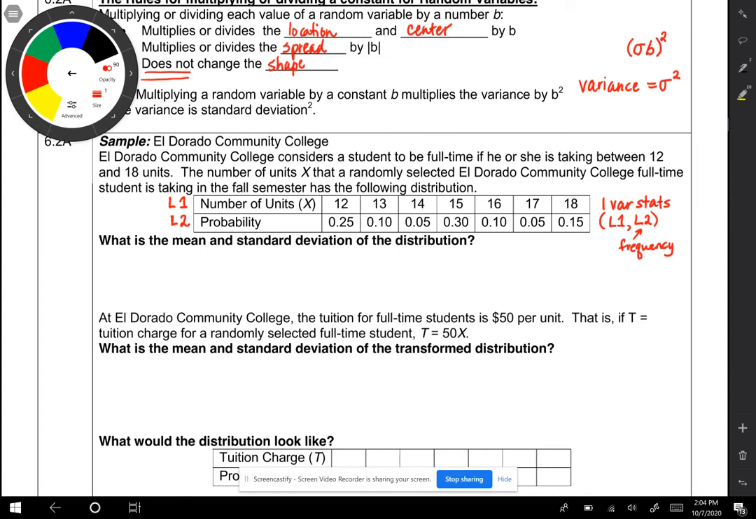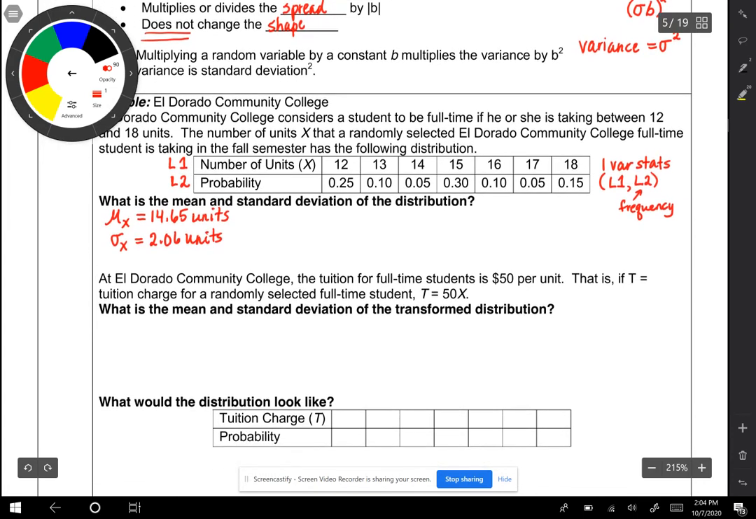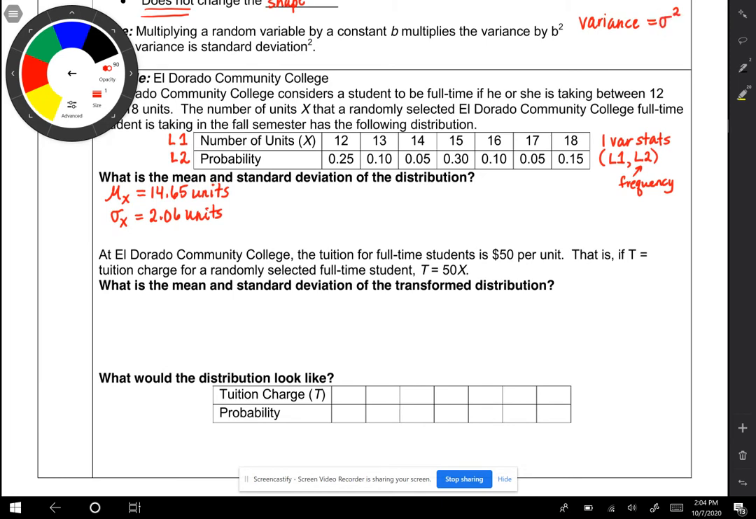So putting all that in, it'll give you the mean, so the expected value of that random variable x is 14.65 units, and the standard deviation of x is 2.06 units. So that's the original distribution.